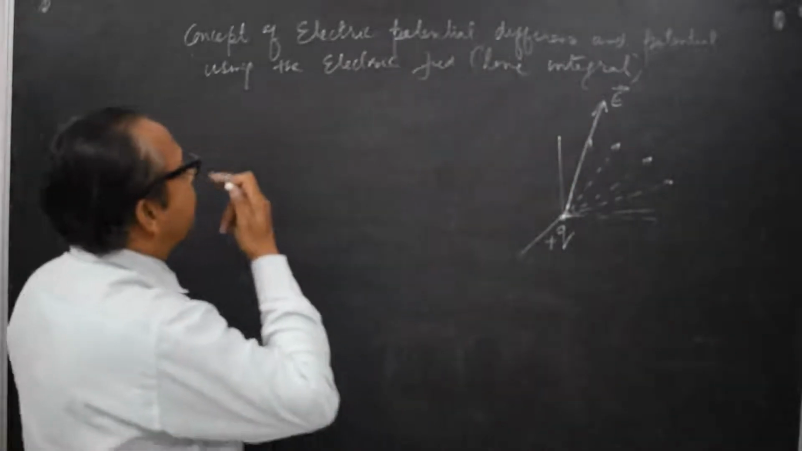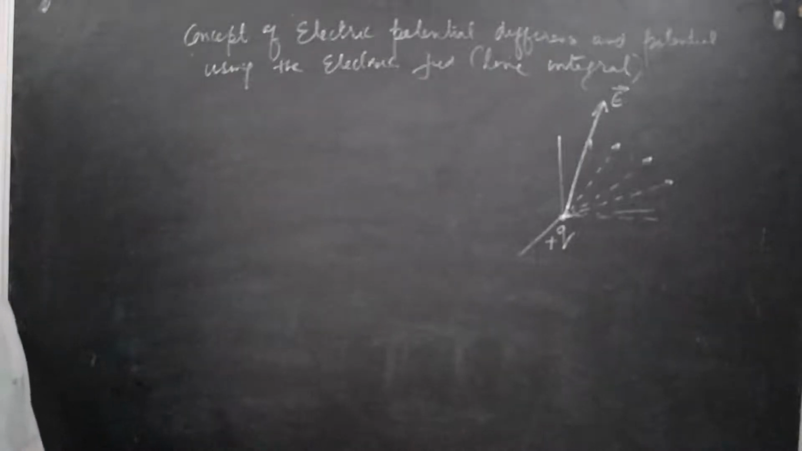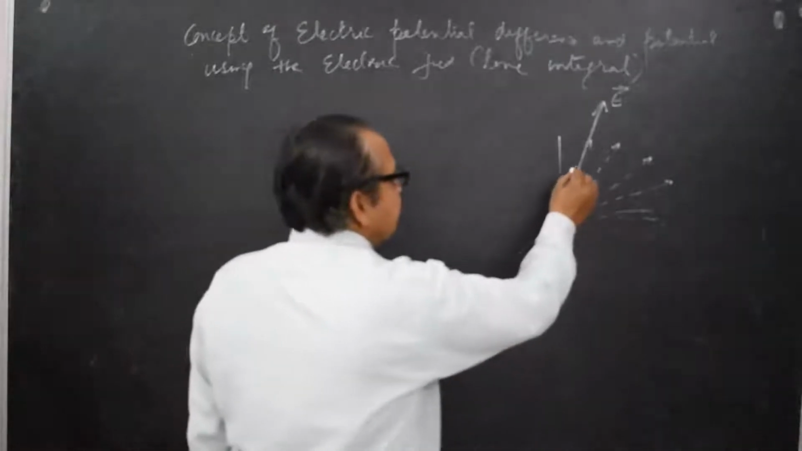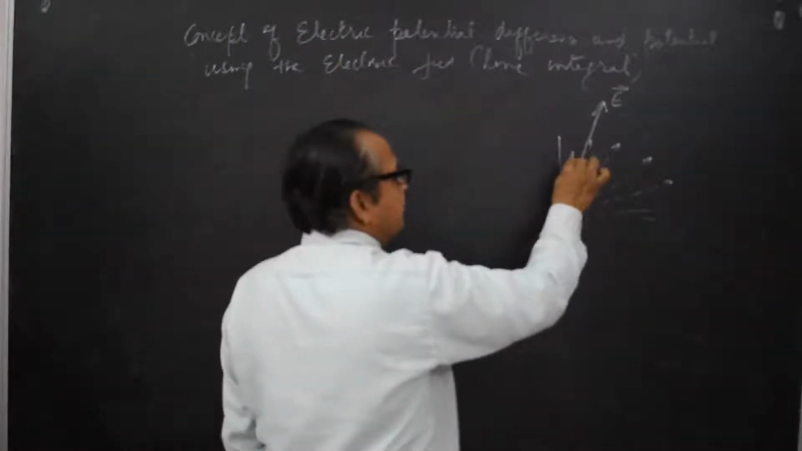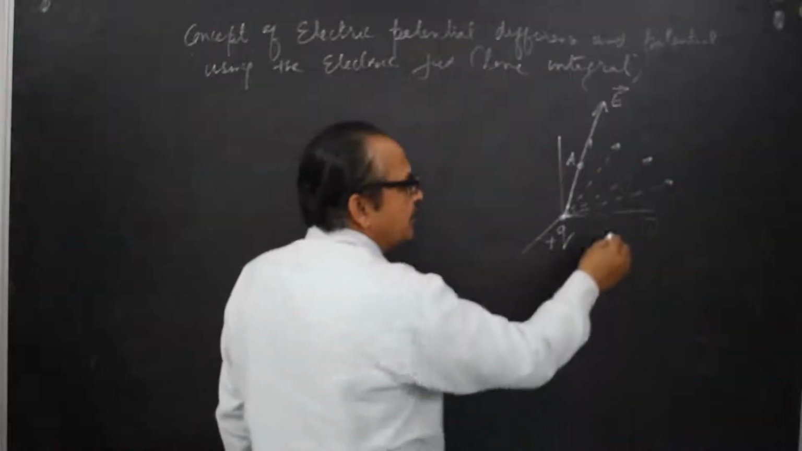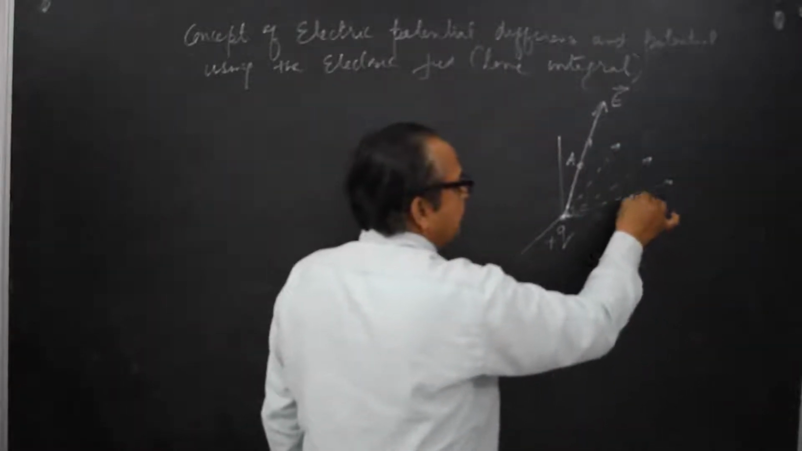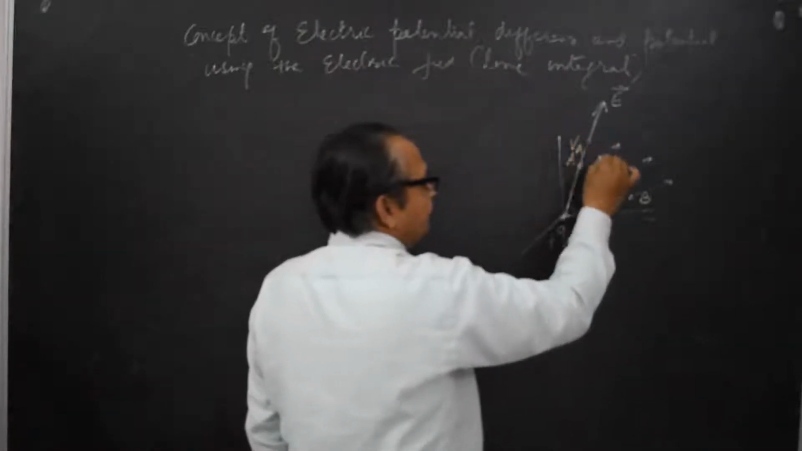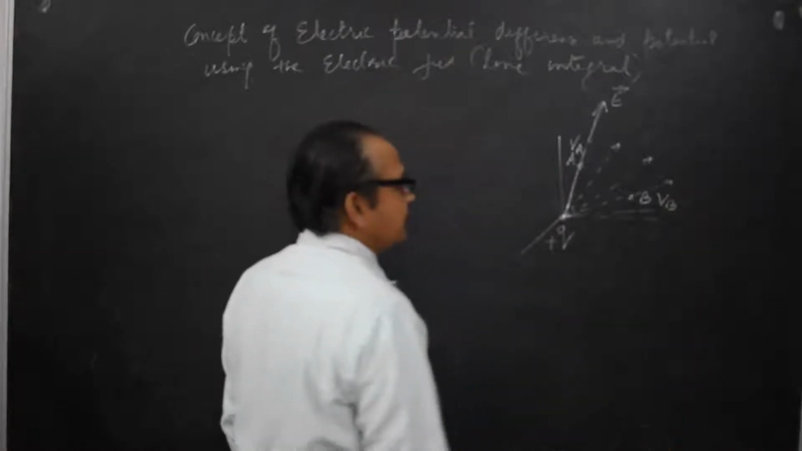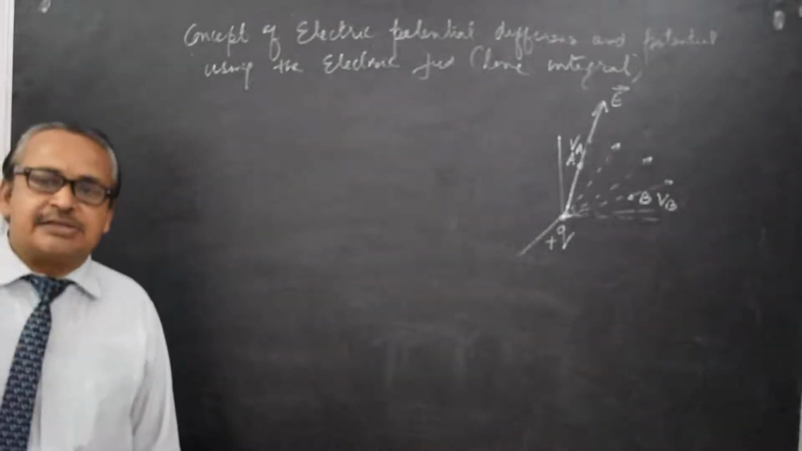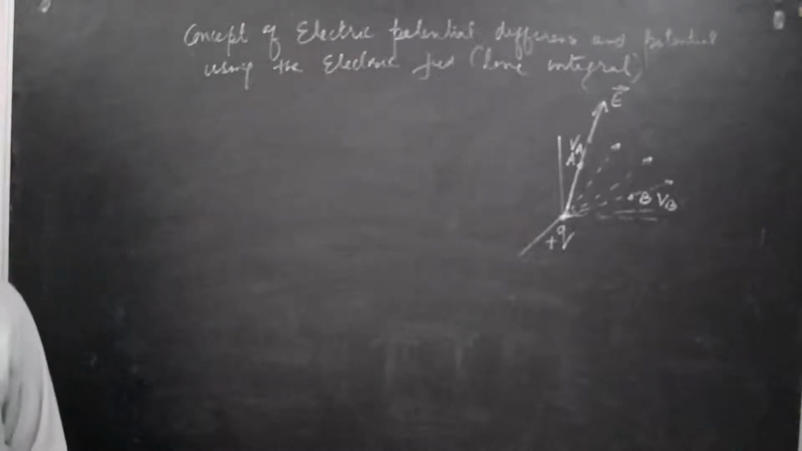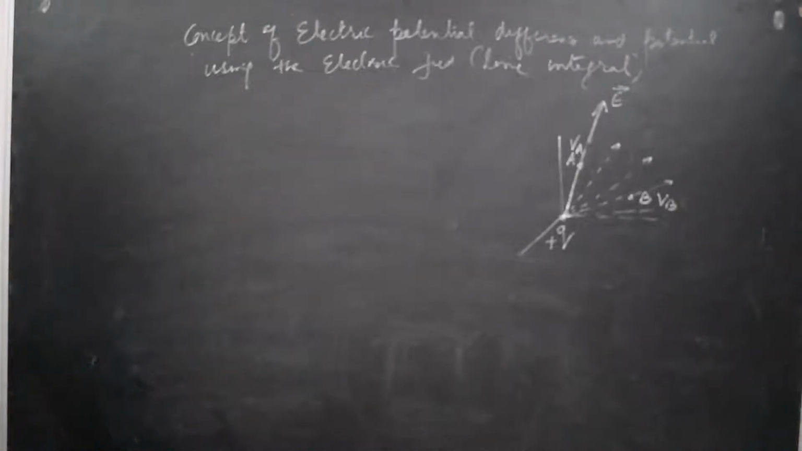Now in order to find the potential difference, we have to consider that there are 2 points A and B inside this electric field where the potentials are, let us say, VA and VB. We are considering the 2 points A and B inside the electric field which have the potentials VA and VB. Any doubt?